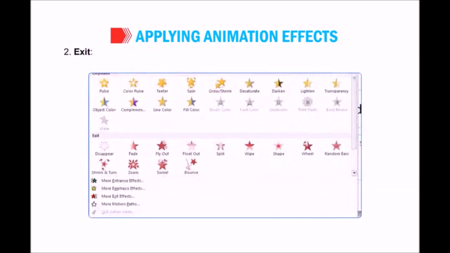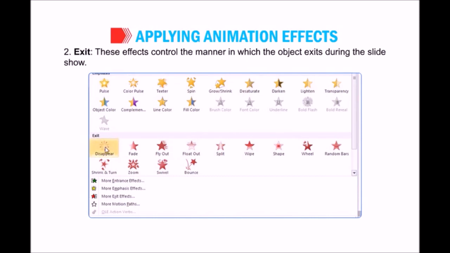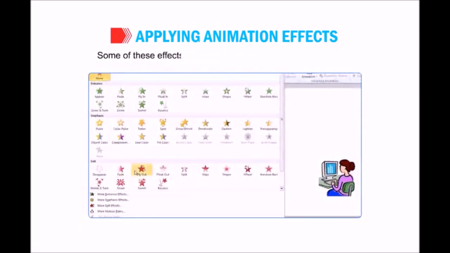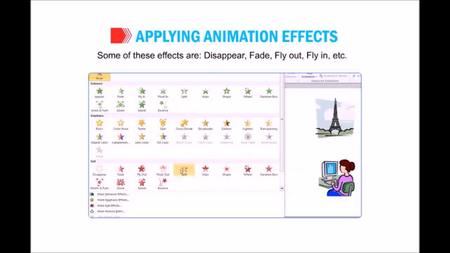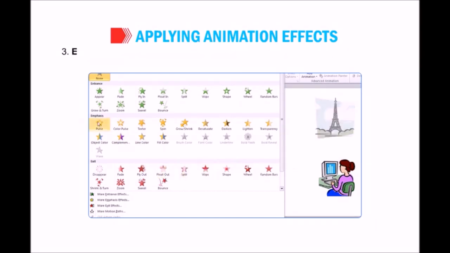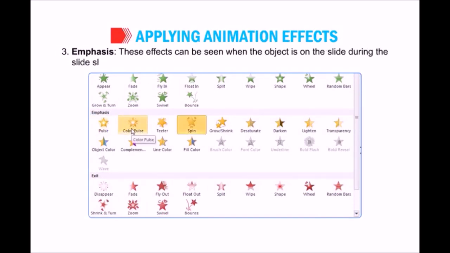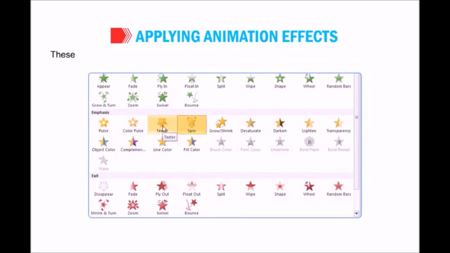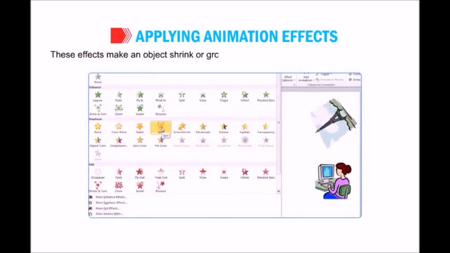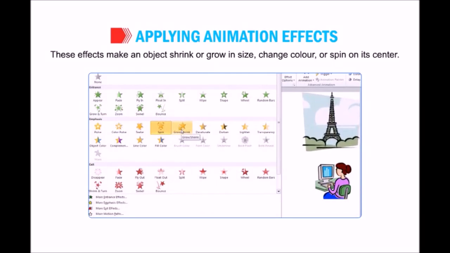Number 2. Exit. These effects control the manner in which the object exits during the slideshow. Some of these effects are disappear, fade, fly out, fly in, etc. Number 3. Emphasis. These effects can be seen when the object is on the slide during the slideshow. These effects make an object shrink or grow in size, change color or spin on its center.